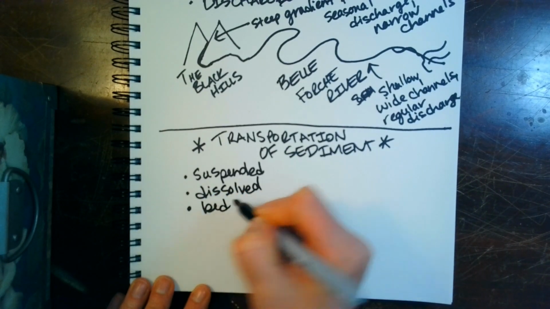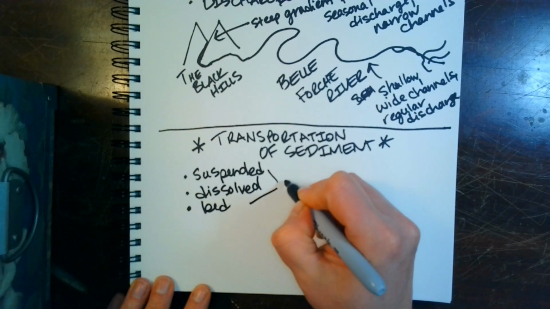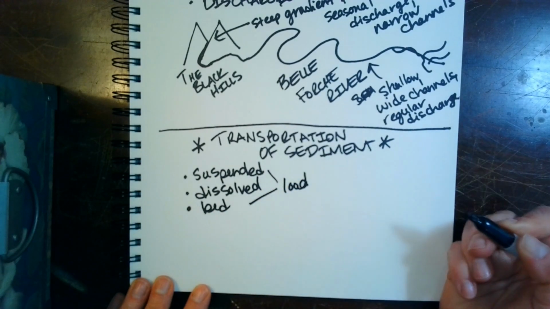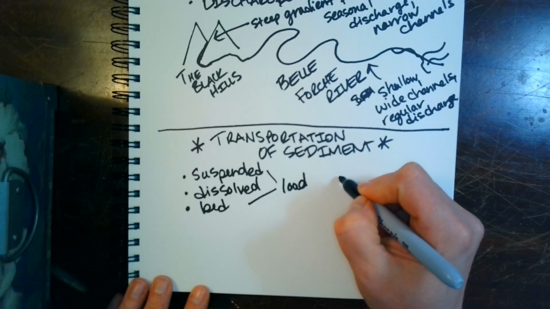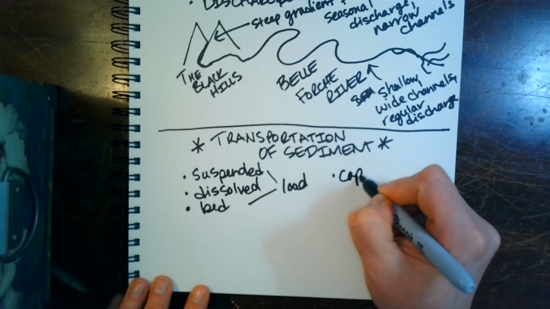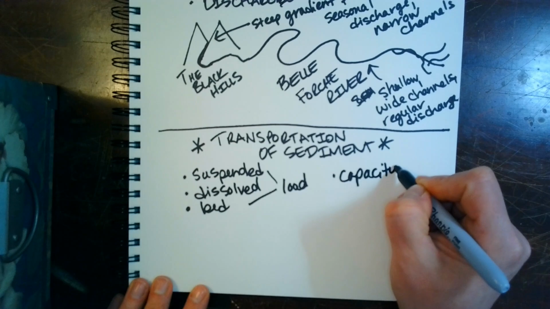Capacity and competence are very similar. Capacity is how much sediment a stream can carry. However, competence is the largest size of particle that can move.